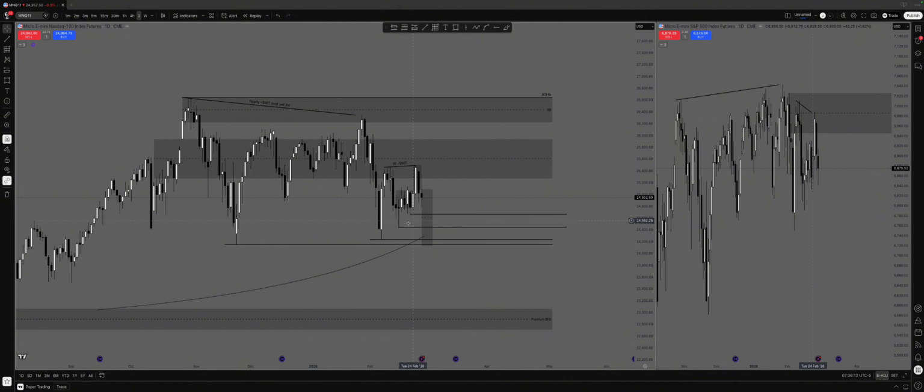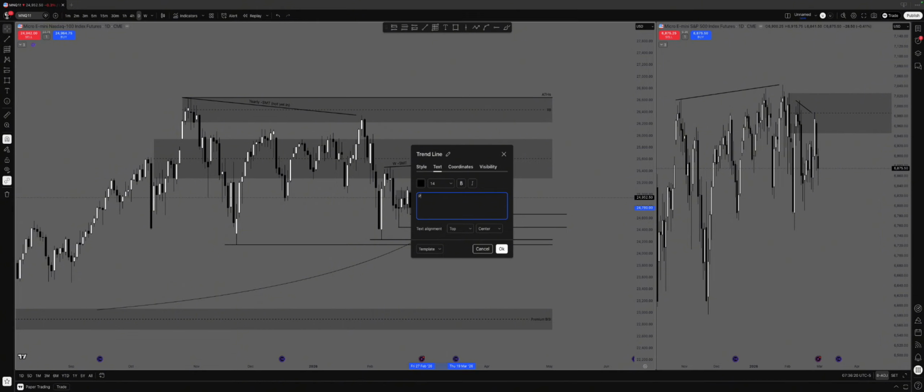But yeah, so accumulation, manipulation. Let's see if the lower time frame from this is confirming that. Let's first just mark out previous day high. Sorry, previous day low and previous day high.